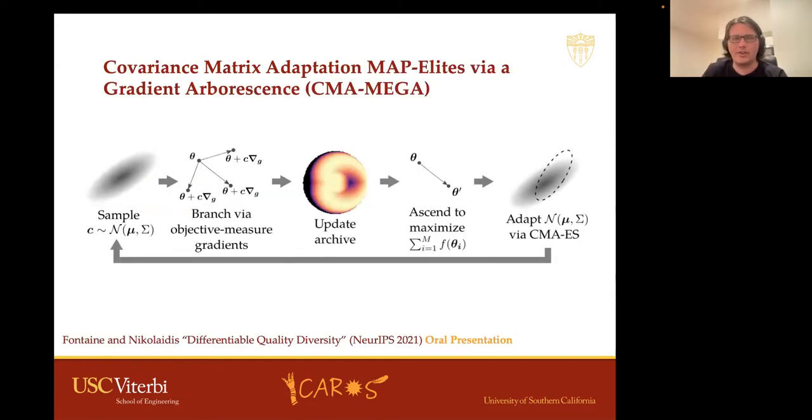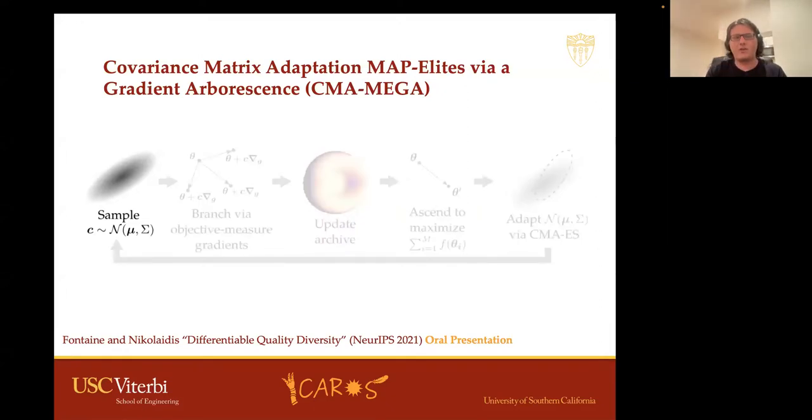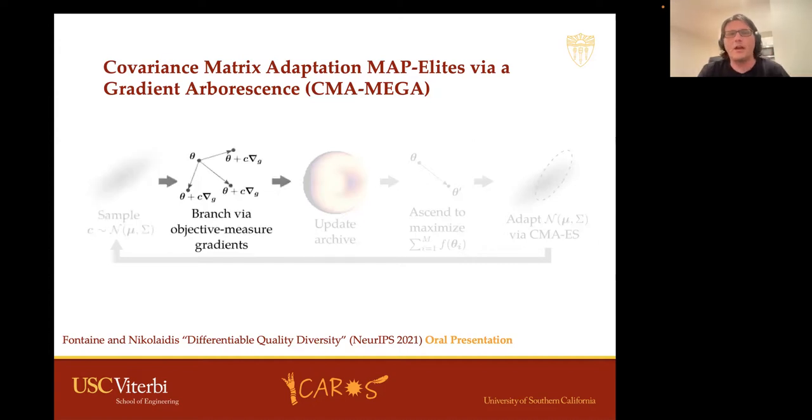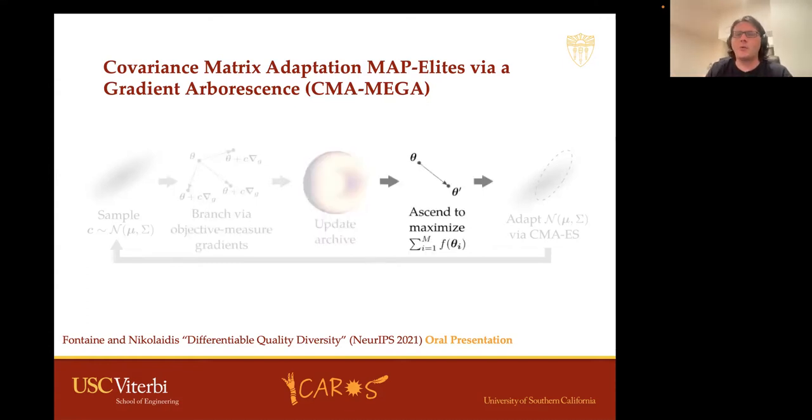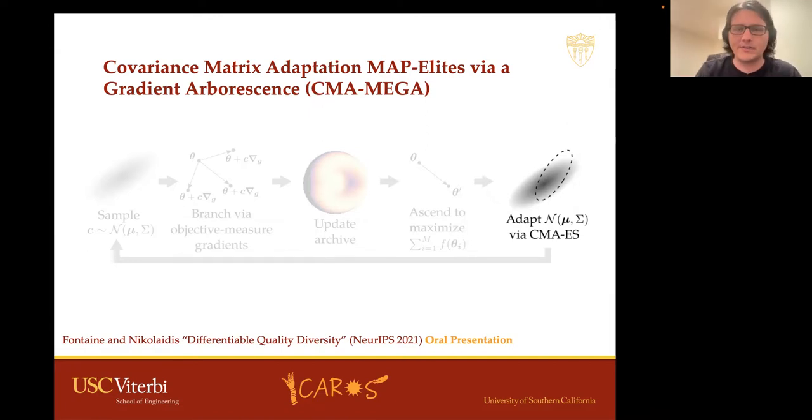So here's an overview of the CMA-MEGA algorithm that I'll go over piece by piece. And this was our NeurIPS oral from last year. So the first step is we have a covariance matrix that we sample coefficients from. And then for each of these sampled coefficients, we branch using the objective measure space to get a bunch of different solutions in parameter space. We evaluate them and see how they change the archive. And then we move to maximize the QD objective in parameter space as well, using some log likelihood estimates. And then finally, we adapt at the same time our coefficient distribution based on the natural gradient to move the coefficient distribution in a direction that we think we should be moving in coefficient space.